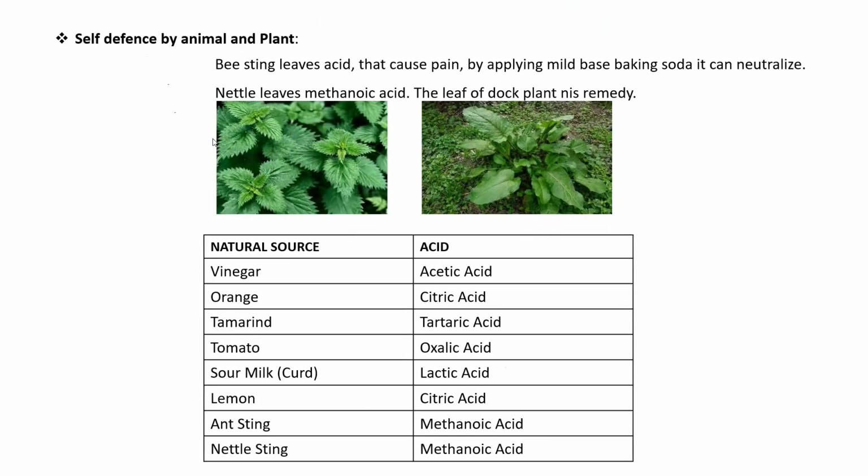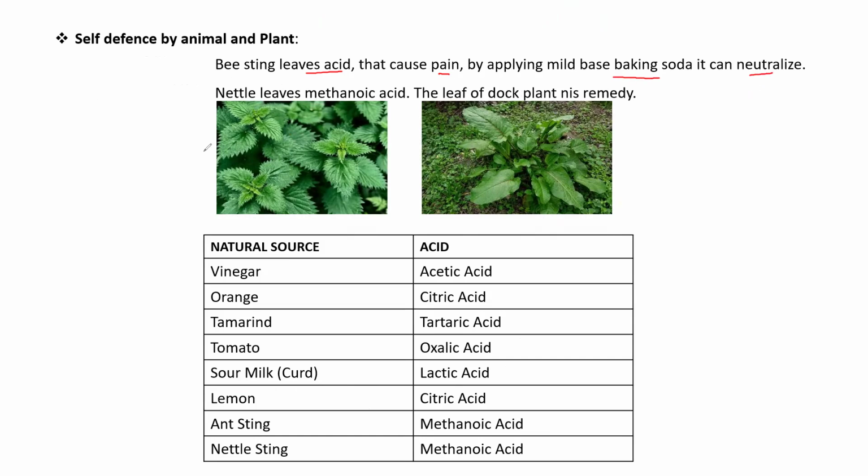So the pH values for different applications that we go through every day in life are given here. Next, we have how plants and living organisms use this concept for self-defense. Here one example is given. Suppose, for example, a bee sits on our skin somewhere. It leaves acid, and due to this acid we get pain. And if you apply some basic solution, like baking soda, it will neutralize the acidic effect.